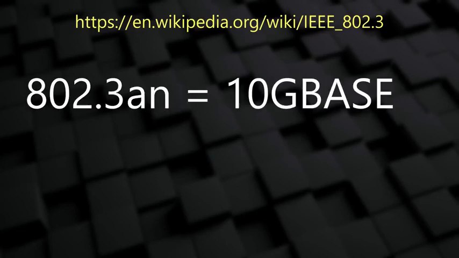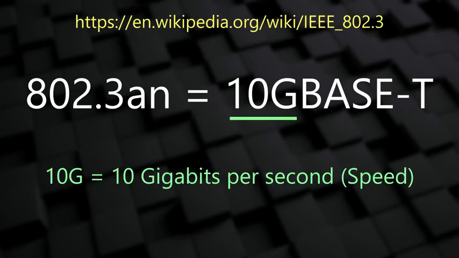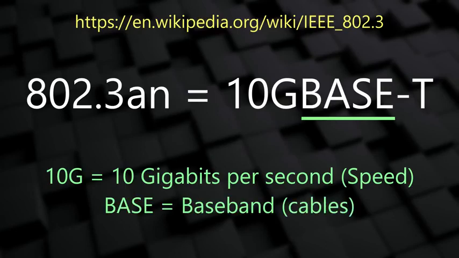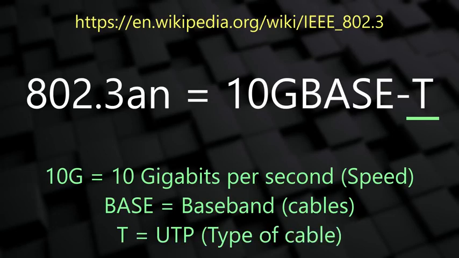For example, 802.3an is also known as 10GBASE-T. This gives us a bit of a hint about what the standard is. The 10G refers to the speed of the connection. In this case, it is 10 gigabits per second. Base is short for baseband. This means that it uses a digital signal. The alternative is broadband, which uses an analog signal. The T means that this is a UTP cable. I'll explain what a UTP cable is soon. You might see other cables here, like LX, which refers to a type of fiber optic cable.